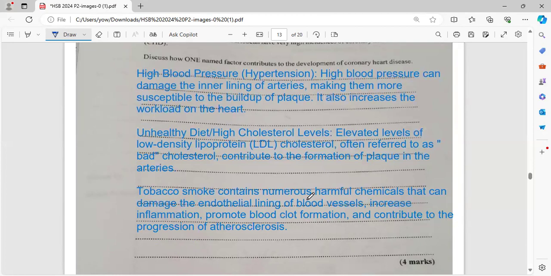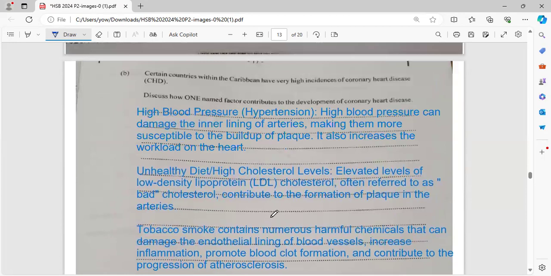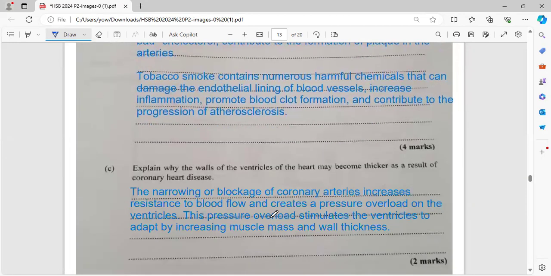how harmful these things can get in our life. All right. So this is good. If you got any one of these, you would be getting your marks. Of course, there's more that can contribute. Obesity can contribute as well. And there are many more that can also play a part in coronary heart disease, right?